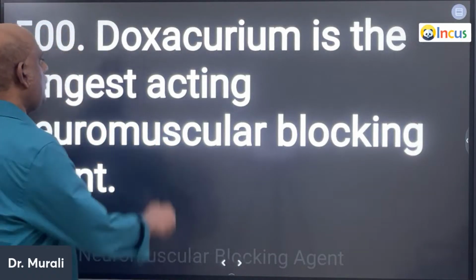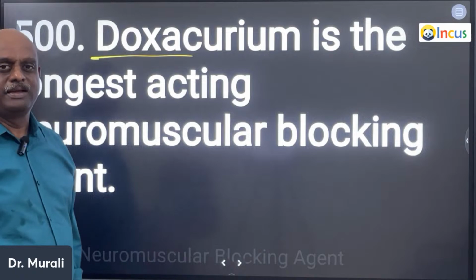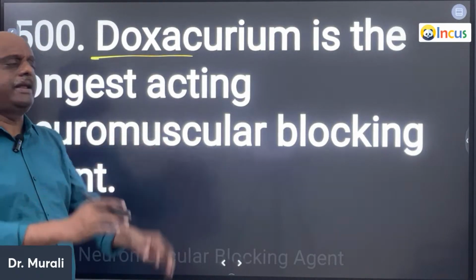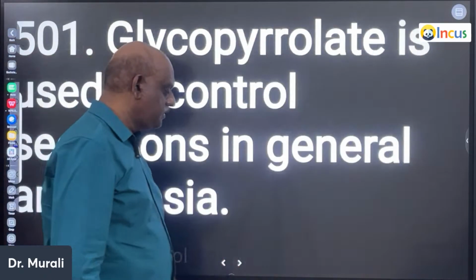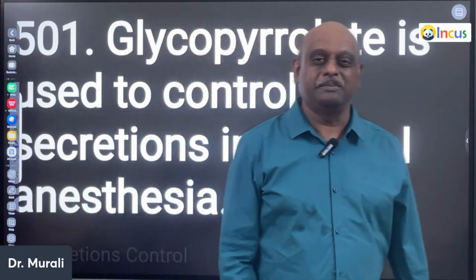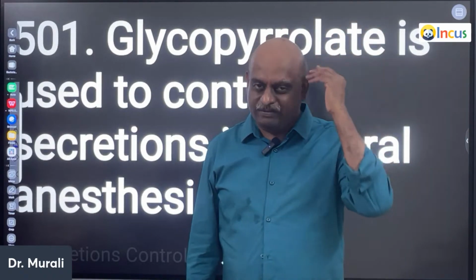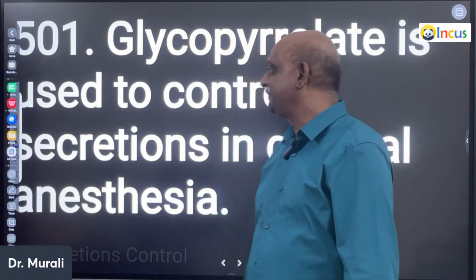Then doxacurium, why do you remember it? It is the longest acting neuromuscular blocking agent. You can remember dexamethasone is very powerful; anything with D is very powerful. So doxacurium is longest acting.